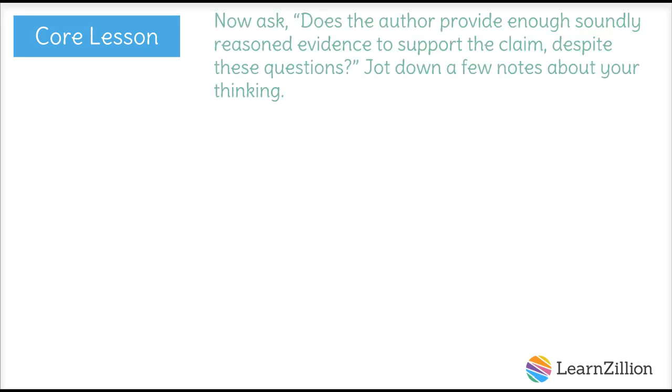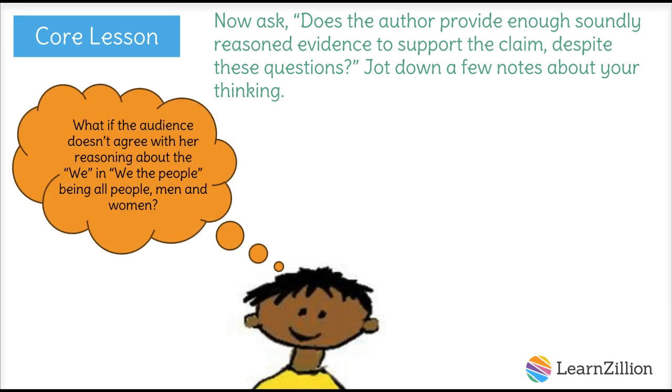My last step is to ask myself, does the author provide enough soundly reasoned evidence to support the claim despite these questions? Now remember, my question is, what if the audience doesn't agree with her reasoning about the we in We the People being all people, men and women? Well, let me think. Is there enough other evidence if people don't agree with her first piece of reasoning? Here is what I'm thinking.